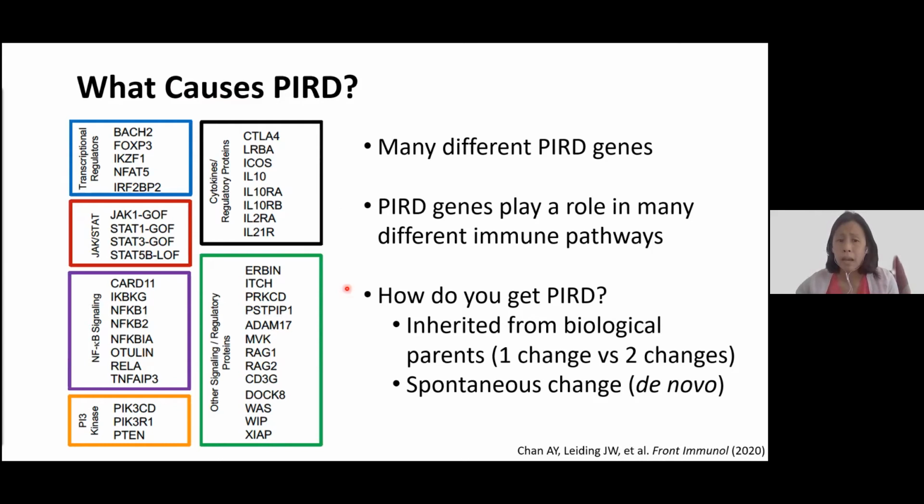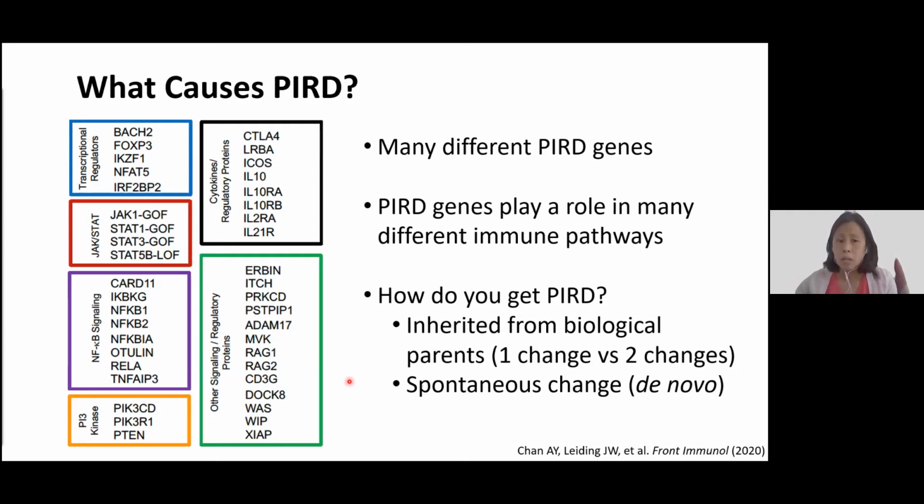So how do you get PIRD? Well, one, you can have inherited from your biological parents. So sometimes only one change is needed to develop a PIRD disorder versus sometimes you have to have two changes. So one change from your mother and one change from your father.